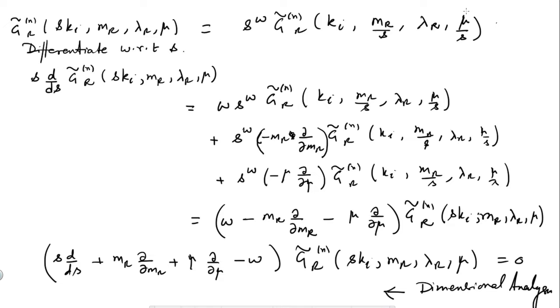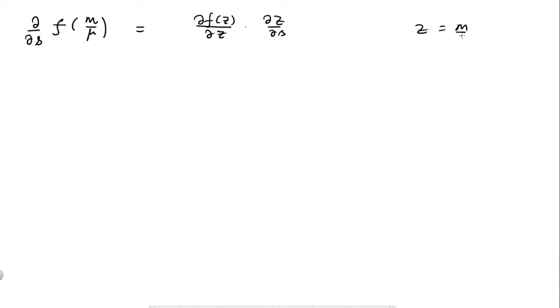And this should be something familiar. I can just show you here. So if you have some function f, let's look at this part, and we want to differentiate with respect to s, so this is del f over del z into del z over del s. What is z? z is m over s, m over mu. I should have used s, let's write it as m over s. M over s, this is s.